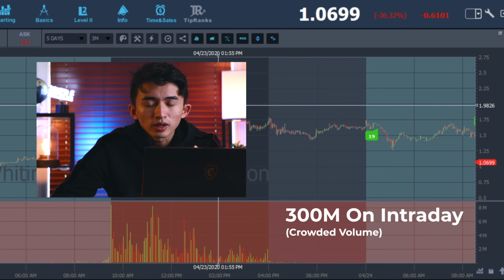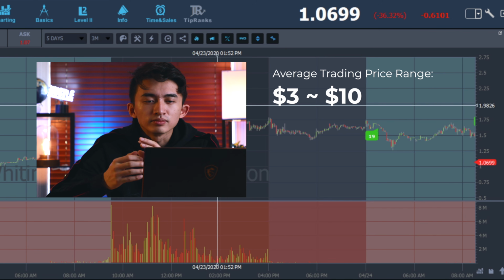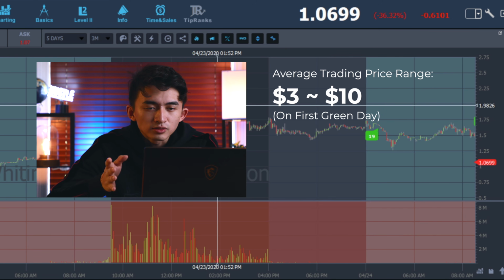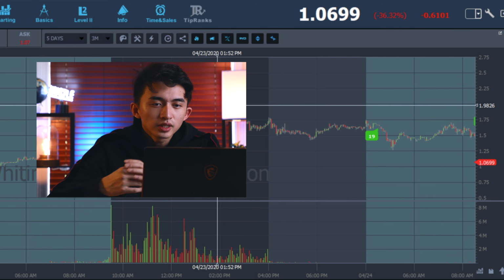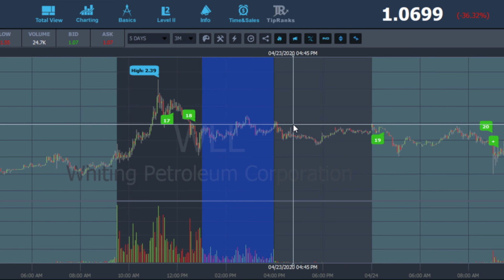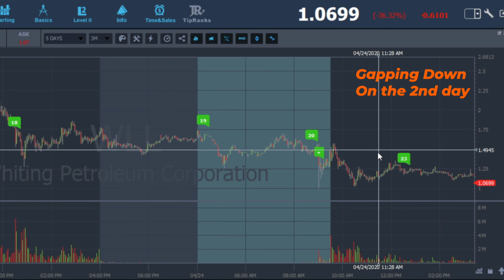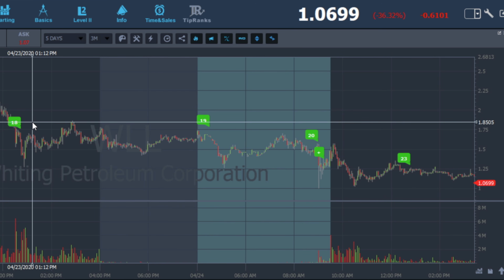And of course, the price is a little bit lower compared to what we trade normally. The price range we trade is around $3 to $10 per share around the first green day. Now, if it's a multi-day runner, it will be a completely different story. So WLL consolidated close to 3 hours, and at the market close the next day, it gapped down. So it performed the overstaying gap down. It definitely traded much less volume compared to the 300 million day.